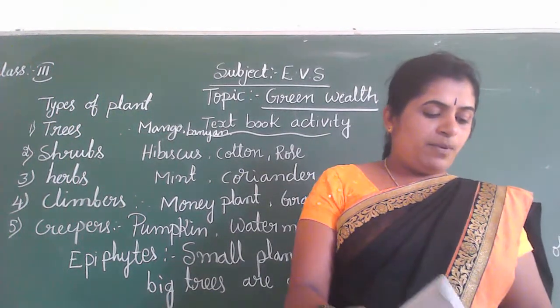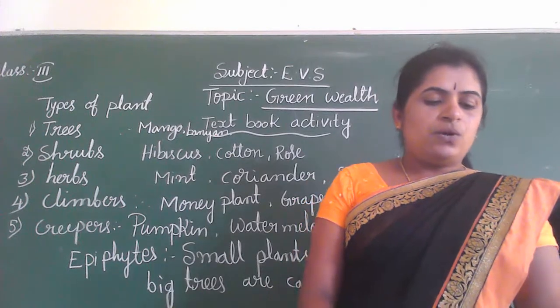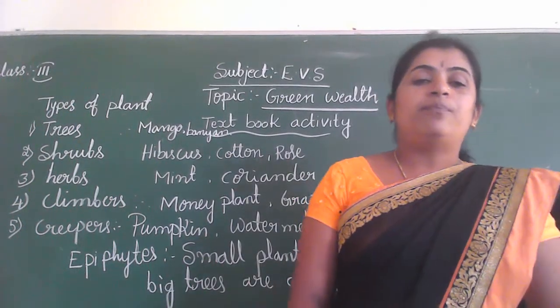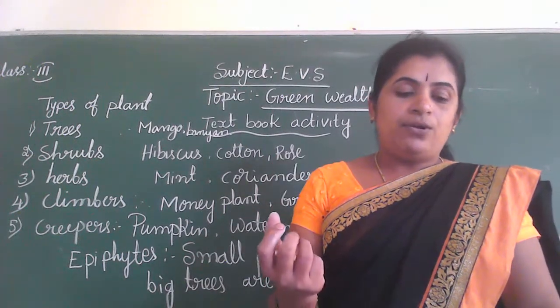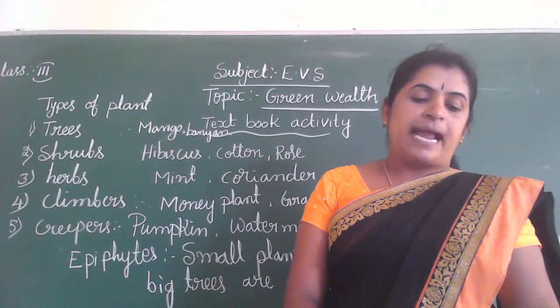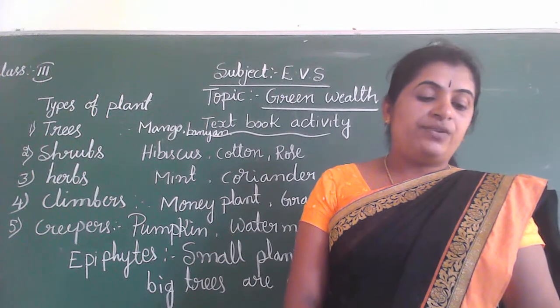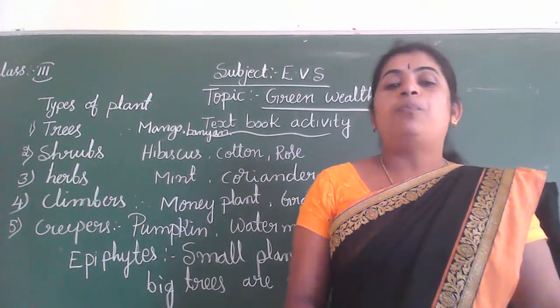Next, page number 13. Page number 13. You know that plants give us air only, no? See, food, fodder, manure, firewood, fruits and medicines also, etc. They are obtained from different parts of the plants.